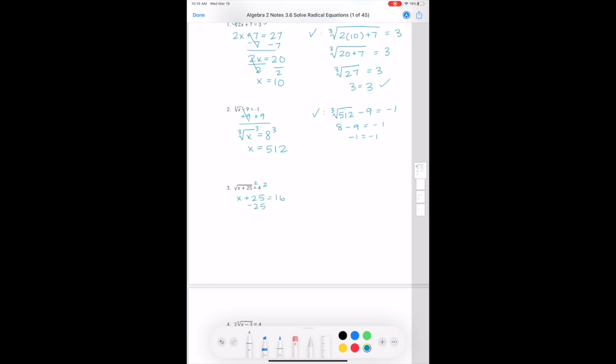Alright, for number 3, we squared both sides. We end up with x equals -9.